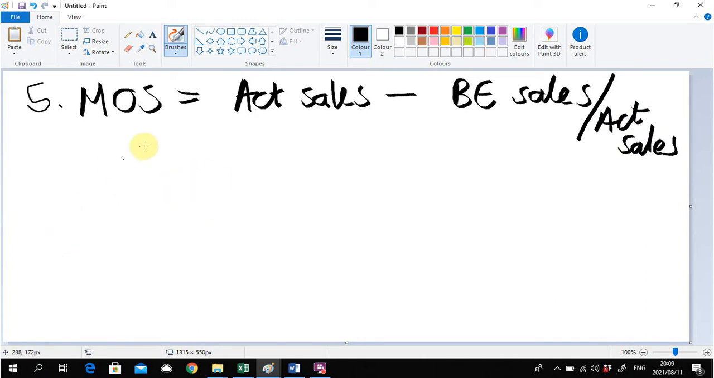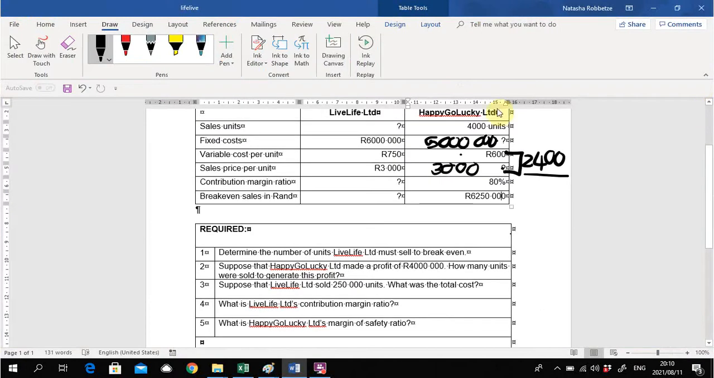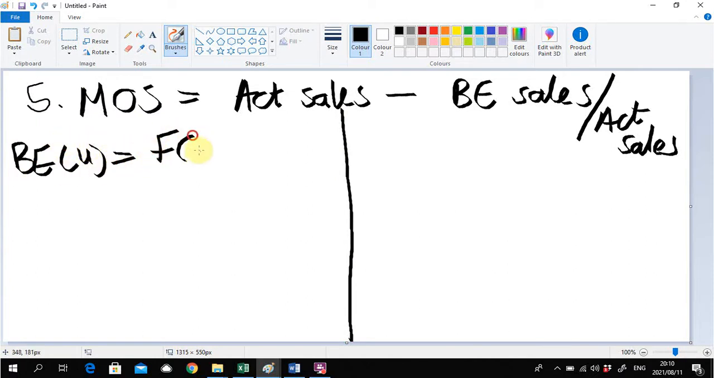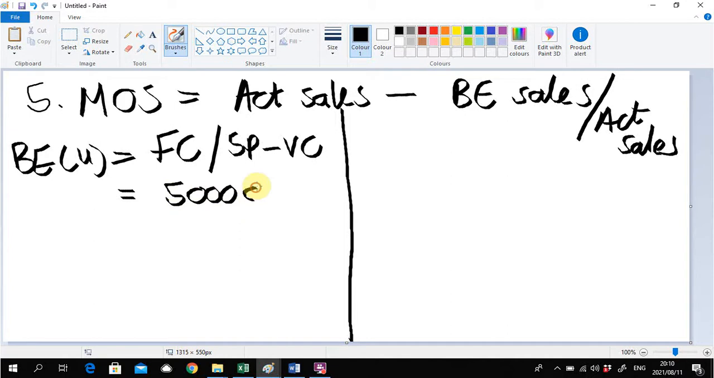So if I look at the actual sales, that's easy because for Happy-Go-Lucky, they gave you the 4,000 units. But what we need is the break-even units. But at this point, it should not be too difficult to calculate. So I'm just going to split this page in two. So we're first going to look at the break-even in units. And the break-even in units will be our fixed cost divided by the selling price minus the variable cost per unit. The fixed cost was, I believe, 5 million. And the sales price minus the variable cost was 2,400.